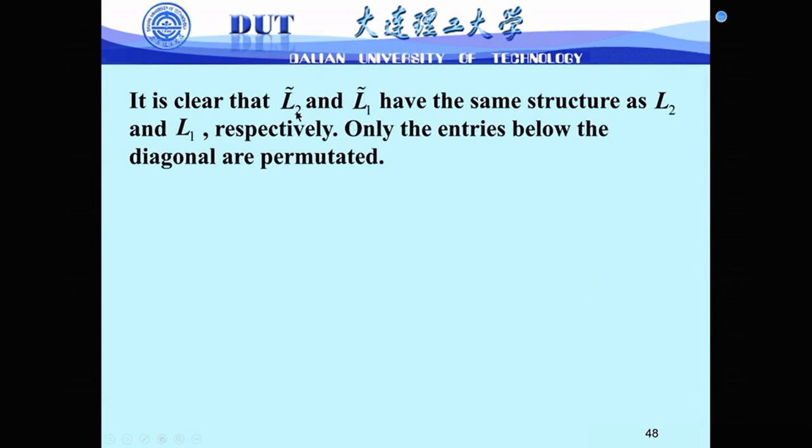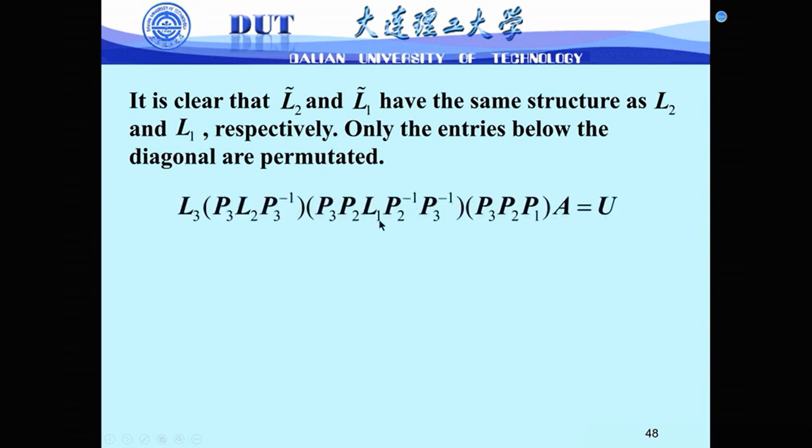It is clear that L2 theta and L1 theta have the same structure as L2 and L1 respectively. Only the entries below the diagonal are permuted, right? It's okay? Okay, again, come back here. Now we can use the new matrices. L3, we don't change. But this product is denoted by L2 theta, and this product is denoted by L1 theta, right?